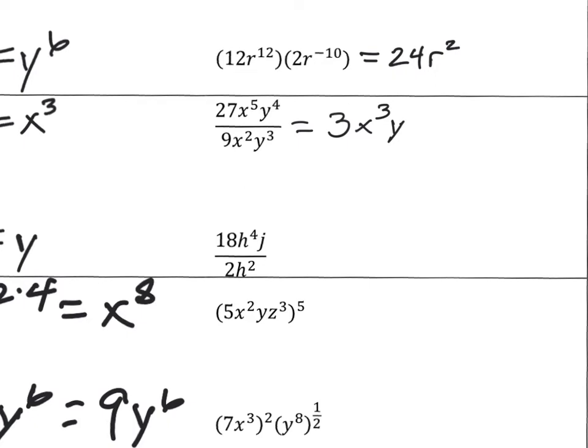Down the bottom, I do the same thing. 18 divided by 2 is 9. The h's, I have a 4 on top and 2 on bottom. 4 minus 2 is 2, so h squared. And then I have j. That'll be my answer for that.